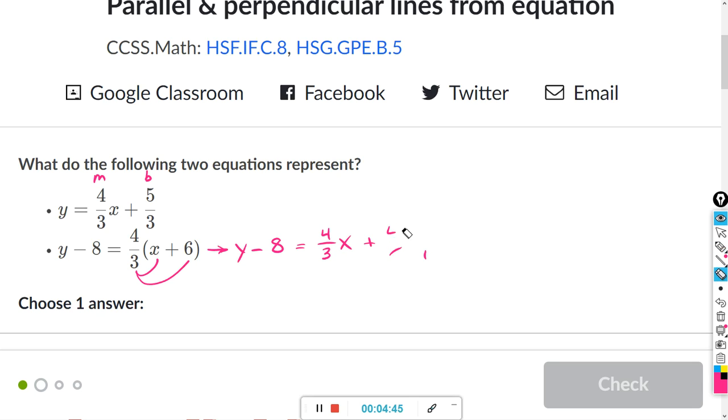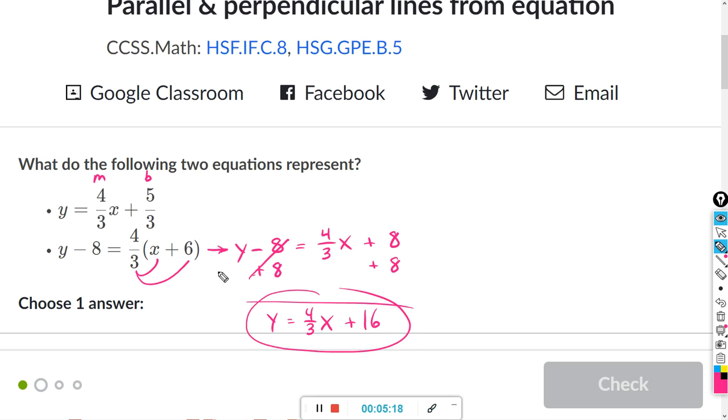That's going to be 8/1, or just 8. So let me write 8 in this place. Alright, so in order to solve for y, I'm going to add 8 to both sides. And 8 and -8 cancel. So bring down the y equals 4/3 x plus 16. So the slope m is 4/3. It's the same slope. But the y-intercept b is different. This one is 5/3, and this one here is 16.